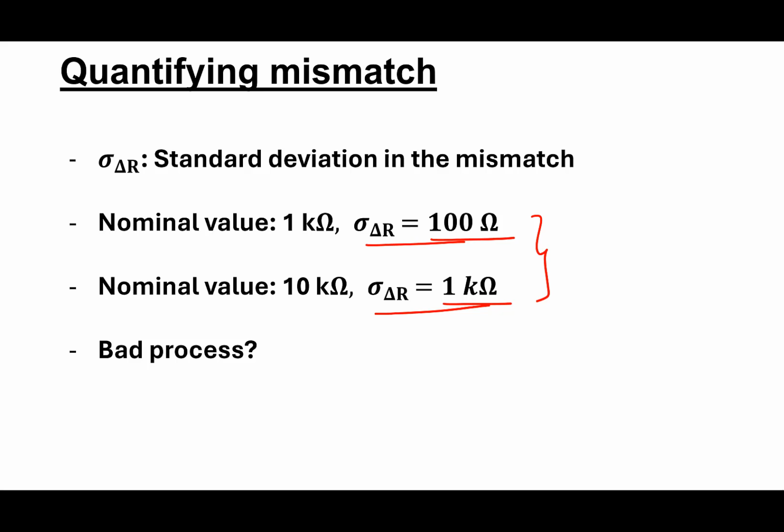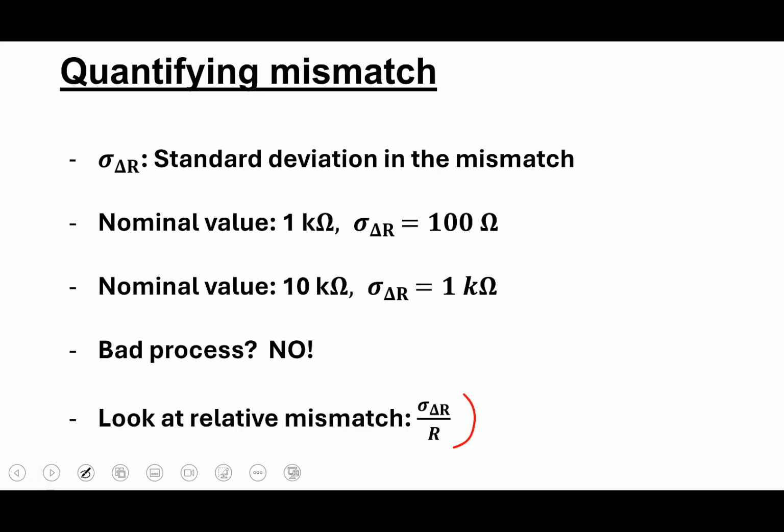So, what should I do to have a fair comparison? Yeah, basically you just cannot take the absolute value, right? You should normalize it with respect to the nominal value, right? So that's what we do. This is not a bad process. It is the issue with the way we are quantifying the mismatch. So we actually look at what is called relative mismatch. That is, you take sigma delta R divided by the nominal value R.